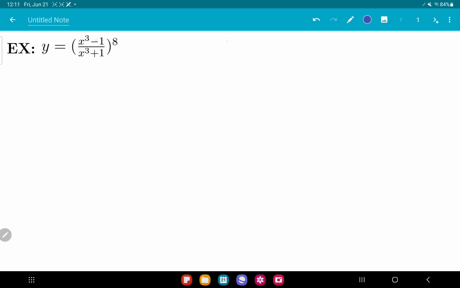So I can identify an inside function, g, and I can identify an outside function, f. And you can see that y is f of g of x. So this is certainly a chain rule. Y prime will be f prime with g plugged in times g prime.